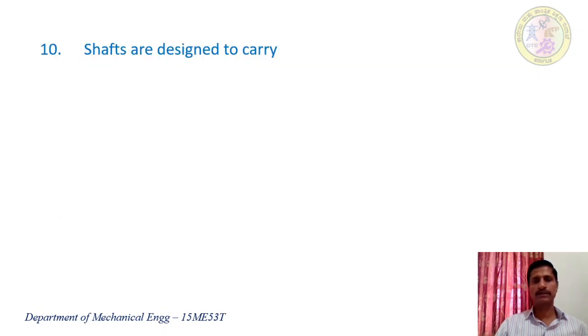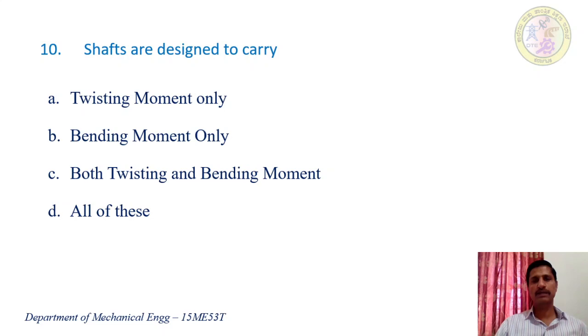Next MCQ is, this is the last MCQ, shafts are designed to carry twisting moment, bending moment, both twisting moment and bending moment, and all of this. Please give your answer. The right answer is all of this, because shafts are designed on the basis of twisting moment. They are based on bending moment, and both, that is combined twisting and bending moment cases, are considered for designing. Thank you.